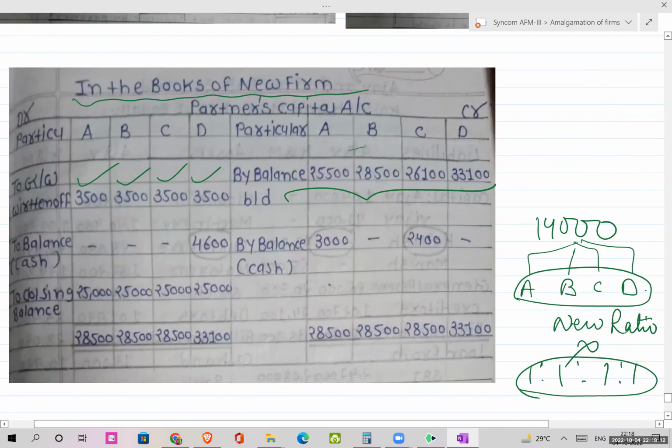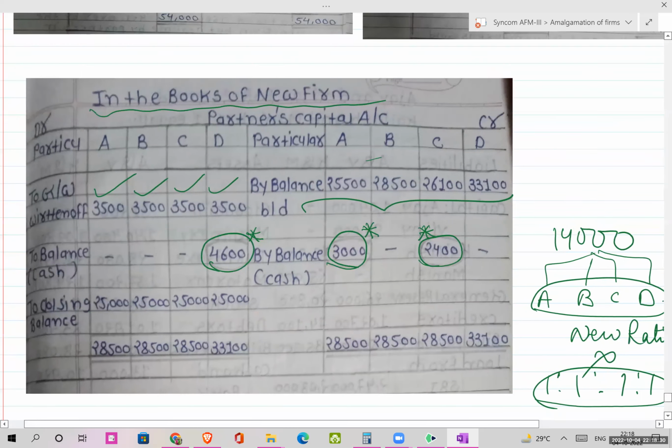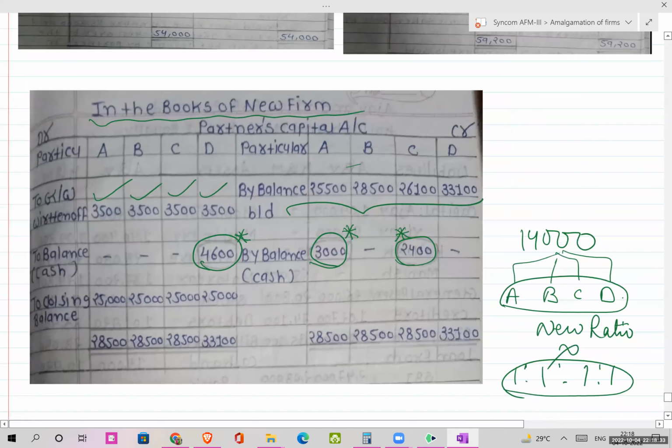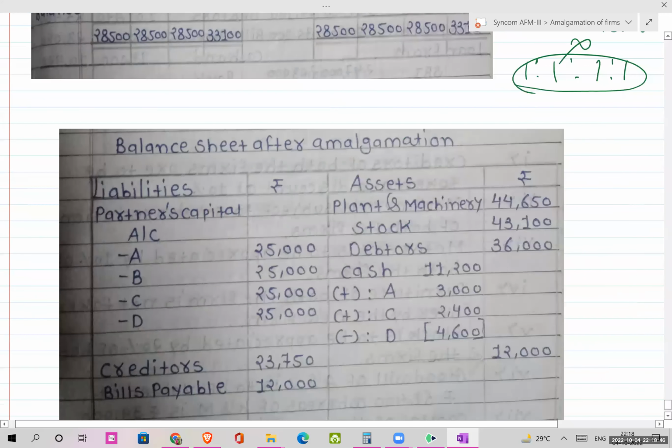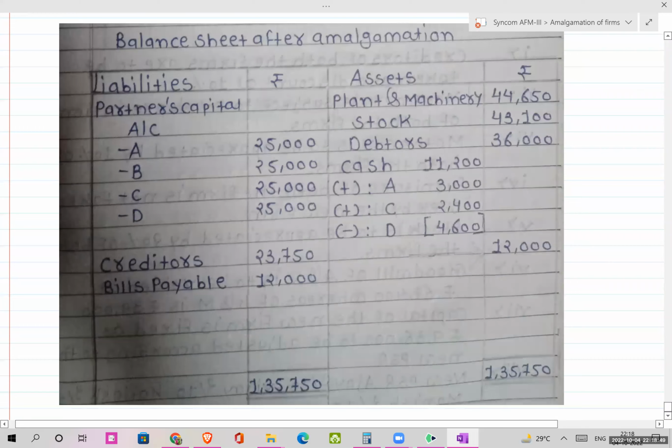Okay, फिर जब आप ये लेजर क्लोज करोगे तो आपको बैलेंसेस मिलेंगे जो आपको कैश में डालना है. ठीक है, एज पर द क्वेश्चन, the balances of the capital new firm's capital account will be given in cash. Okay, so this is very very important. And then balance sheet after amalgamation, as I told you.